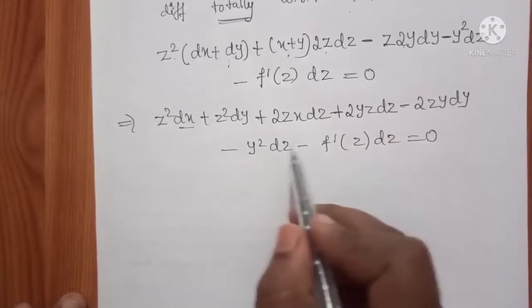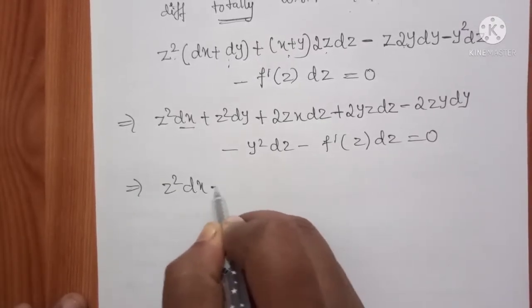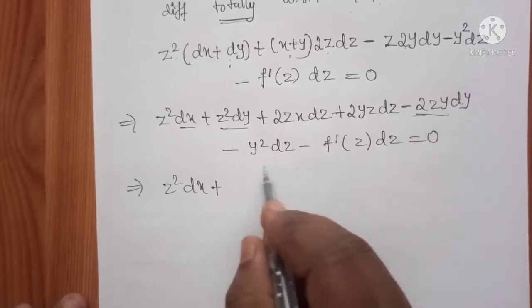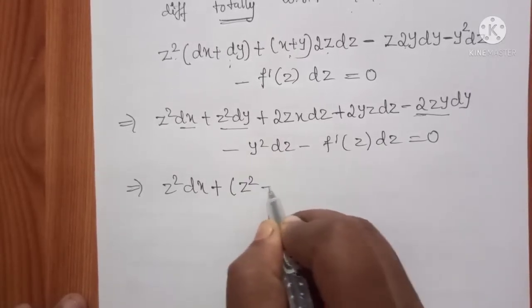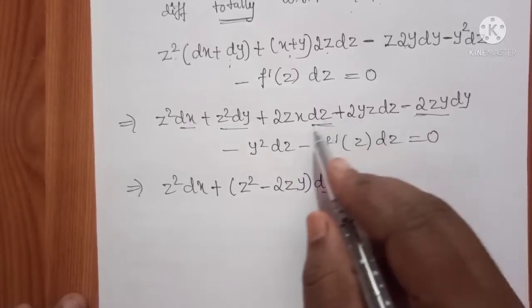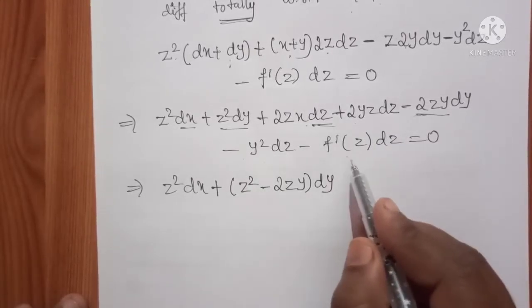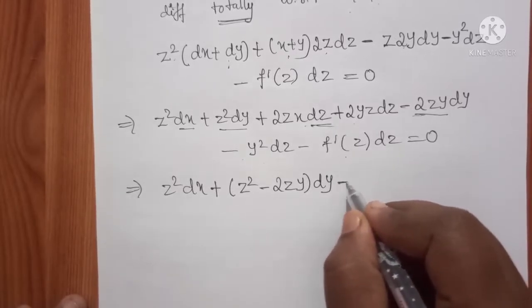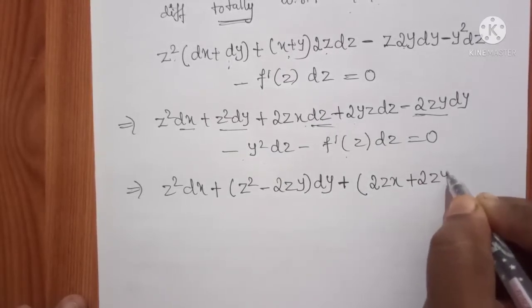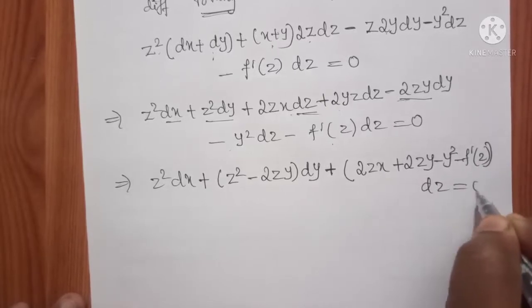Now we group all the dx terms on one side, dy terms on one side and dz terms on one side. So z square dx plus z square dy, here it contains minus 2zy. Grouping these y terms on one side, we get z square minus 2zy into dy. Now the z terms are grouped on one side: 2zx plus 2yz minus y square into f dash of z, so we write 2zx plus 2zy minus y square minus f dash of z into dz equals to 0.